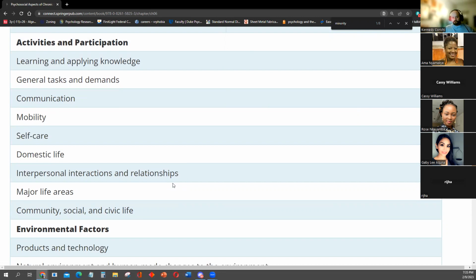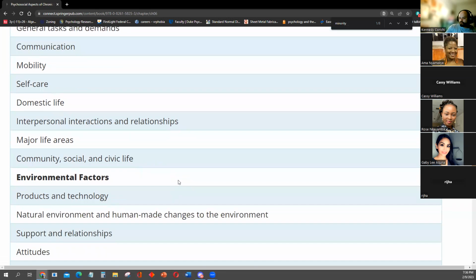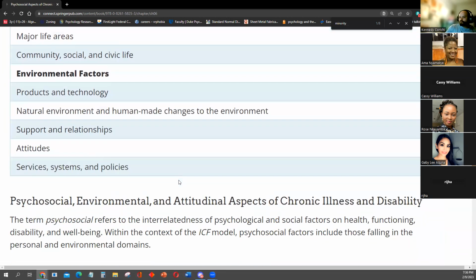Your learning ability to apply knowledge, your mobility, what is your self-care? Can you bathe yourself? This is how you grade: are you able to walk and do things on your own without support, or do you need a walker or cane? Community, social, and civic events: can you go shopping on your own, or do you need supports with that? Environmental factors talk about supports, relations, and attitudes. I explain that in great detail in the next slides.